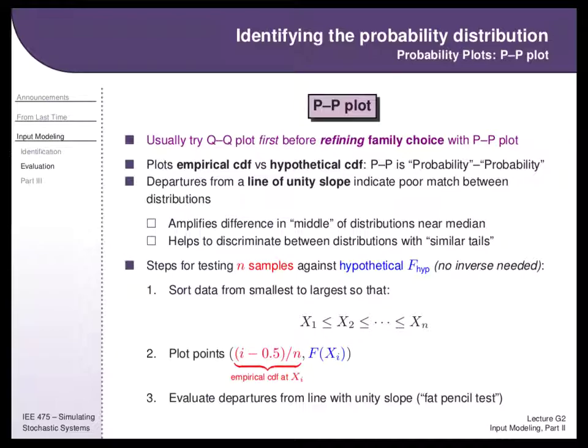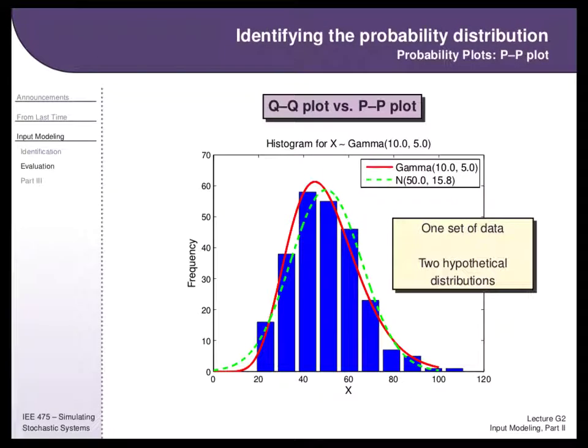And then I plot that against my hypothetical CDF evaluated at the data point that is in that rank. And so this sort of tells me, here's the quantile it's in, here's the quantile we expect it to be in. It's really closely related to a Kolmogorov-Smirnov test.